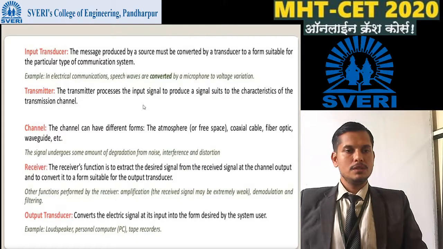The receiver's function is to extract the desired signal from the received signal at the channel output and to convert it to a form suitable for the output transducer.